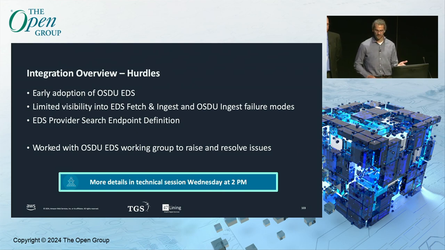But luckily, through all these hurdles, we had the OSDU EDS working group available to ask questions and raise and resolve a lot of these issues. And that worked really well. We had a really good pattern of being able to work with the pre-shipping team and the EDS team and duplicate any of the issues we were seeing or any questions in the pre-shipping environments and then get those through. Many things that we encountered are going to be fixed in the upcoming M23 releases and future ones. And we'll be able to share a little bit more about that in the session later today at 2.